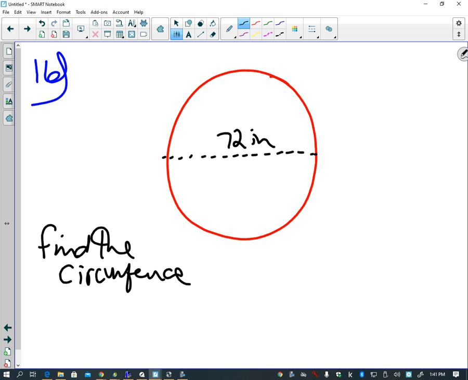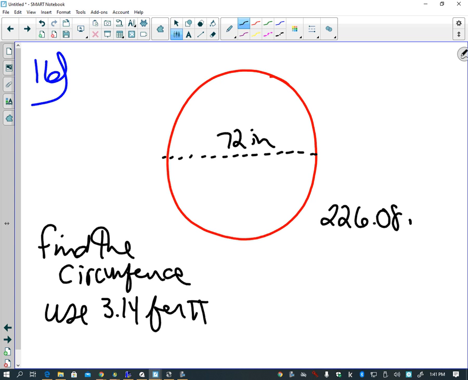Okay, let's see. They want you to use 3.14 for pi. So you're just taking 3.14 times 72. 226.08. Okay. And you can either do 2 pi r, or in this case, it's easier to do pi times diameter.